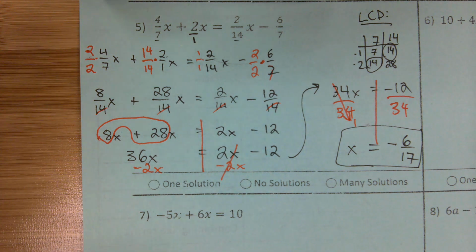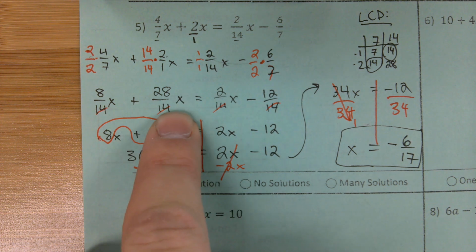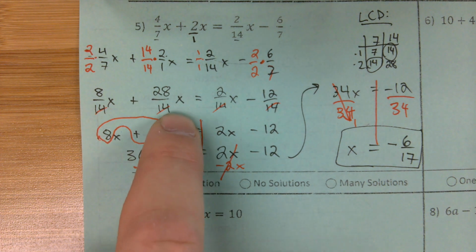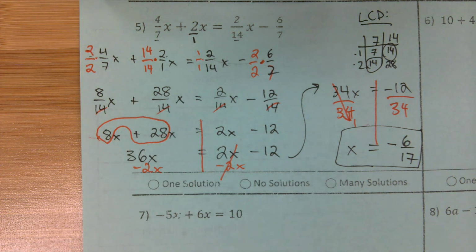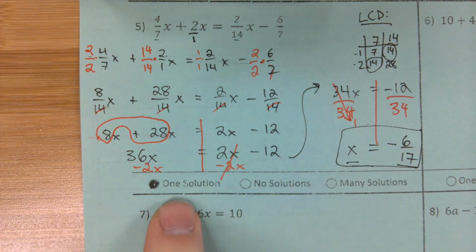Now, I'm not saying that number 5 tomorrow is also going to have 2 variable terms on the left. It's not what I'm saying. I'm saying that we need to be very aware of what type of term each of our terms are. One solution, no solutions, many solutions. What do you guys think? One. Definitely one solution. Whenever we see letter equals number, that's one solution.